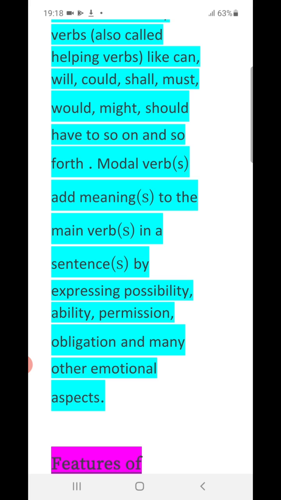So, students, basically these verbs express different kinds of human nature or their specific ability, capability, or any other emotional states, or basic conditions of their speech.